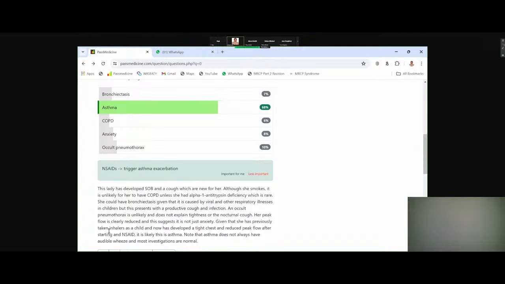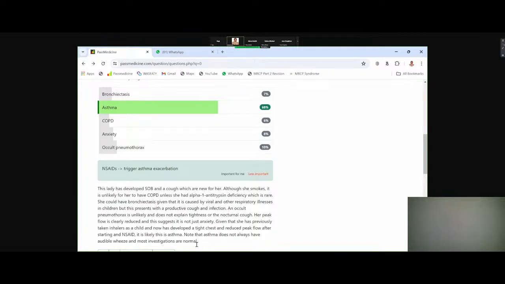And her peak flow is clearly reduced, and this is not just anxiety. With anxiety, the peak flow will be normal. Given that she has previously taken inhalers as a child and now has developed a tight chest and reduced peak flow after starting an NSAID, it is likely this is asthma. Note that asthma doesn't always have audible wheeze, and most investigations are normal.